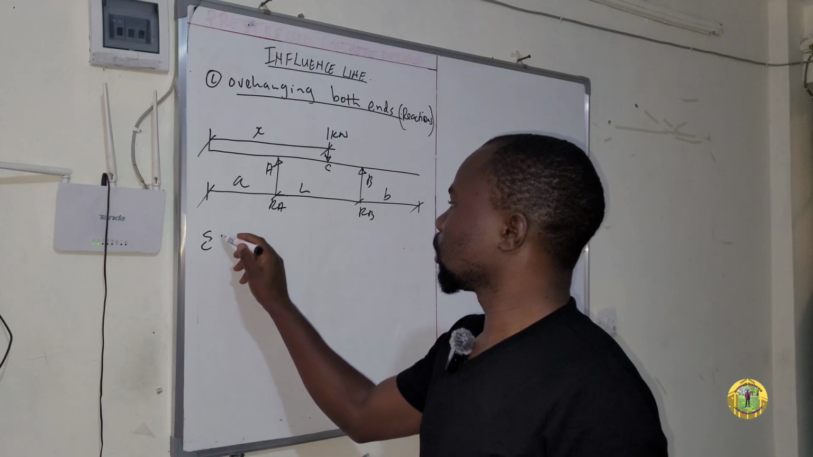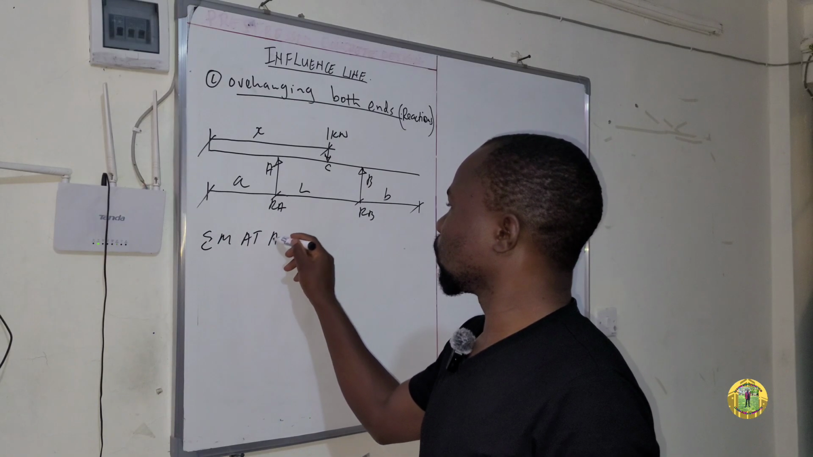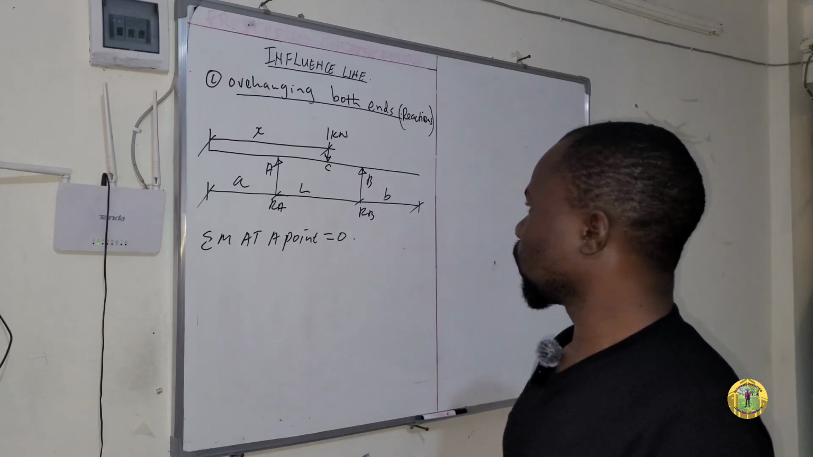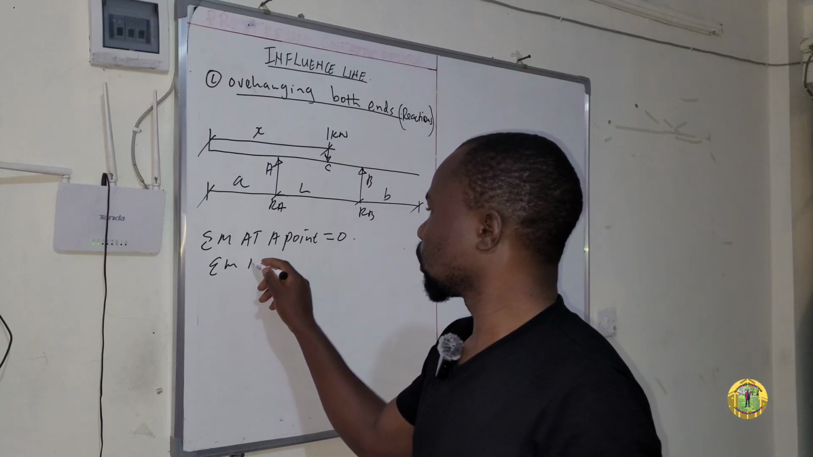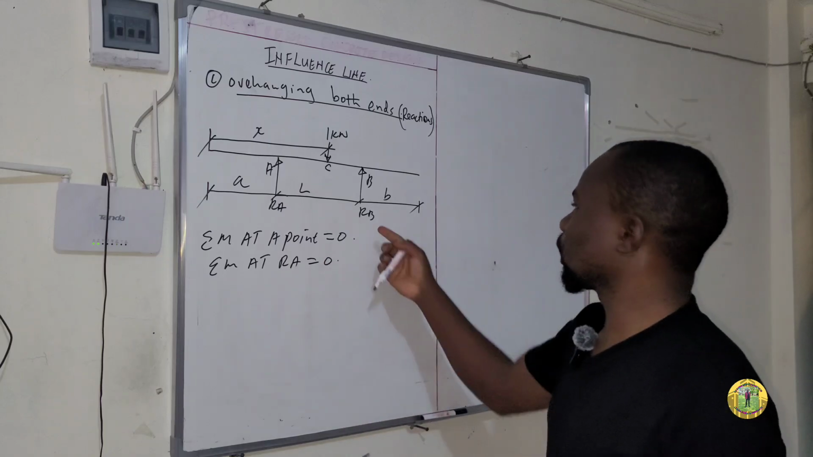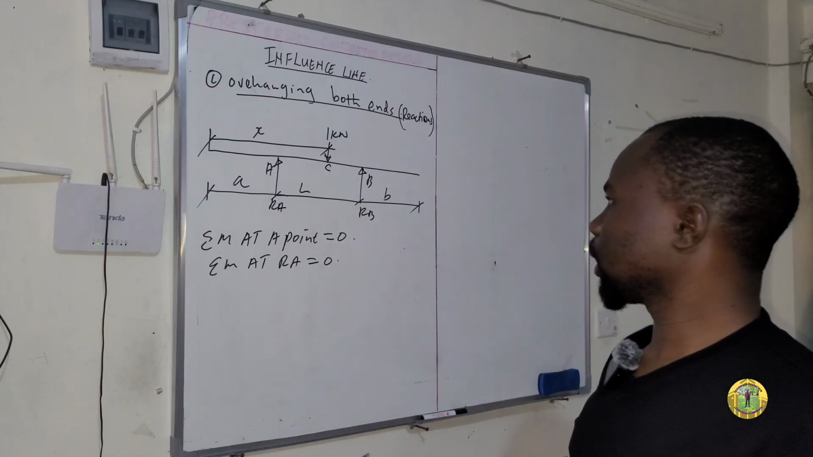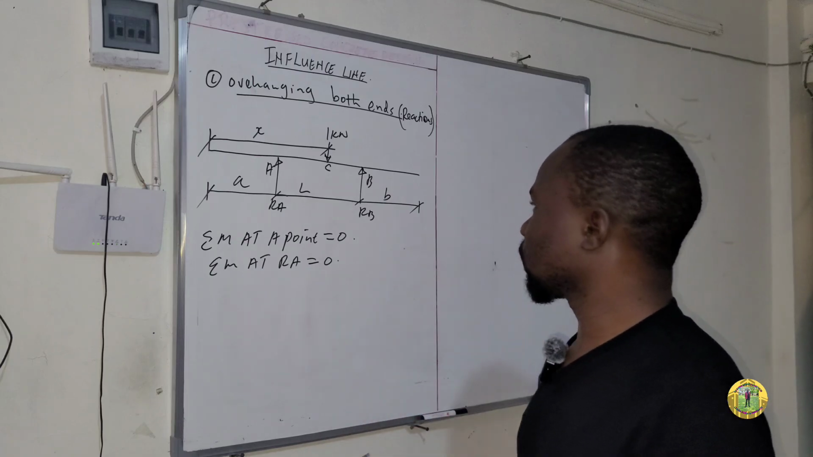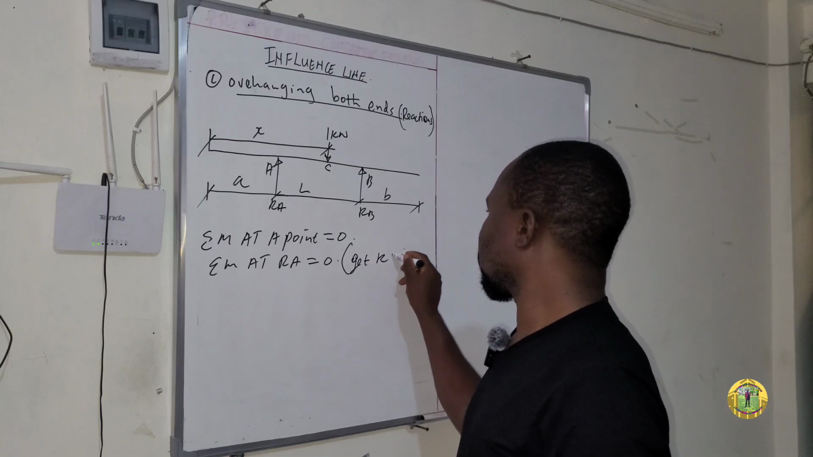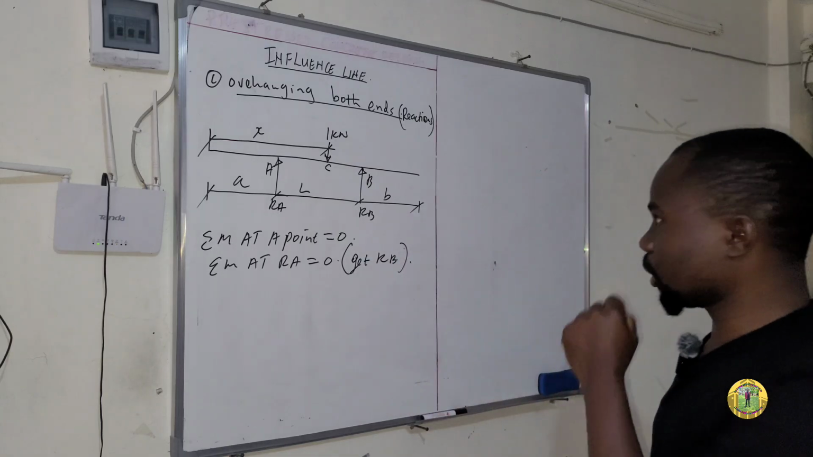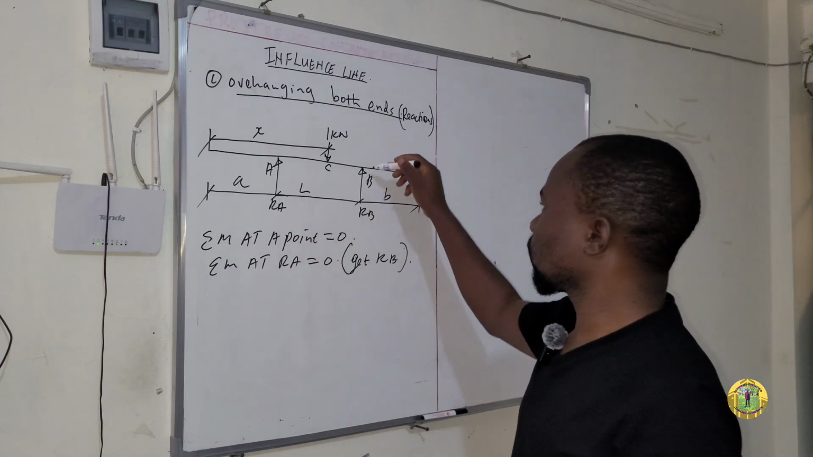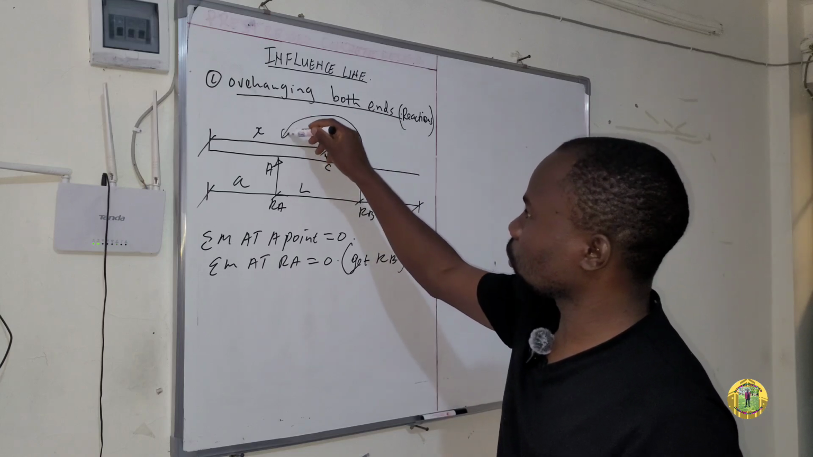So summation of moment at a point is equal to 0. Let's say summation of moment at RA is equal to 0. You can sum even at RB, and it will just give you the same answer. So summation of moment at RA is equal to 0. This is to help us get RB. Sorry. In which direction is RB moving in reference to RA? It is moving in anti-clockwise direction, like that.